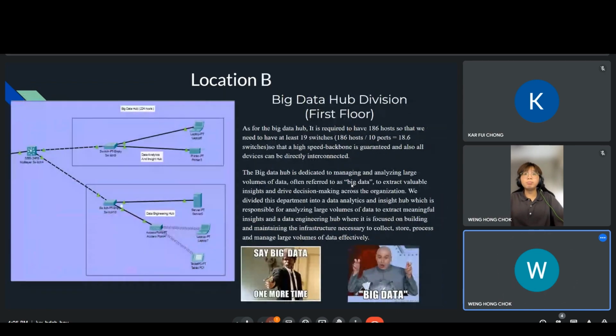In location B, I'll be talking about the Big Data Hub division from Digital IT. The Big Data Hub is dedicated to managing and analyzing large volumes of data, often referred to as big data, to extract valuable insights and drive decision making across the organization. We divided this department into a data analytics and insight hub, which is responsible for analyzing large volumes of data to extract meaningful insight, and a data engineering hub, which is focused on building and maintaining the infrastructure necessary to collect, store, process and manage large volumes of data effectively.